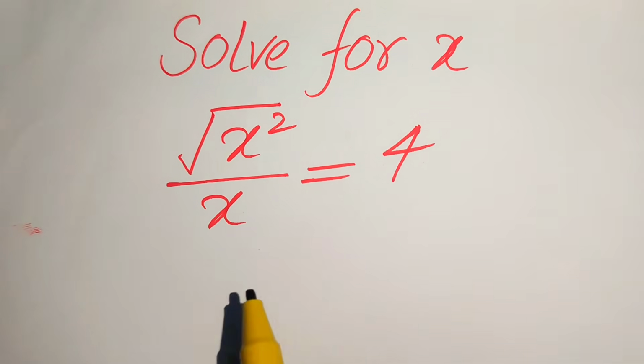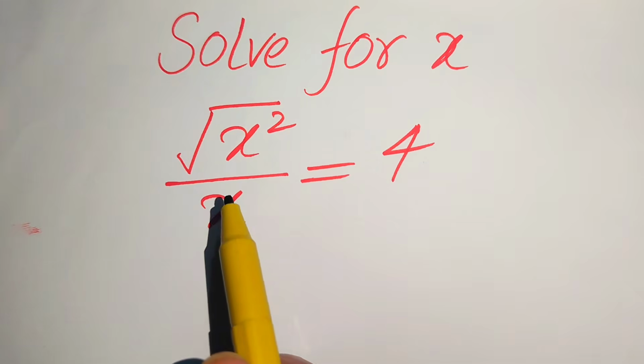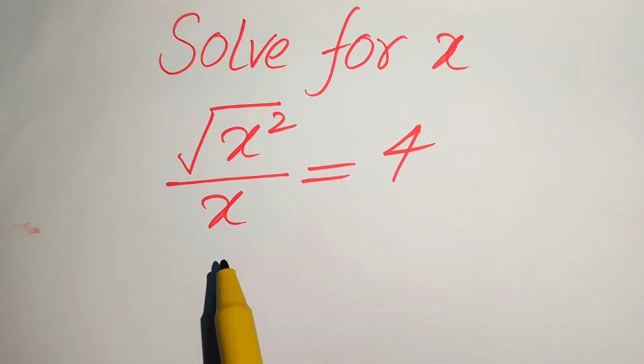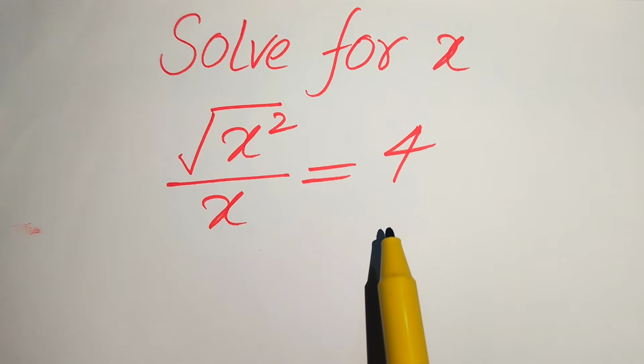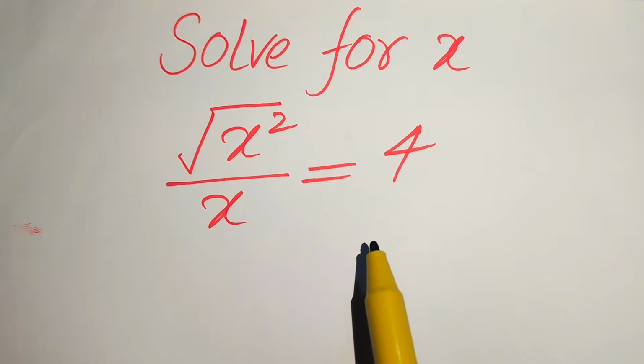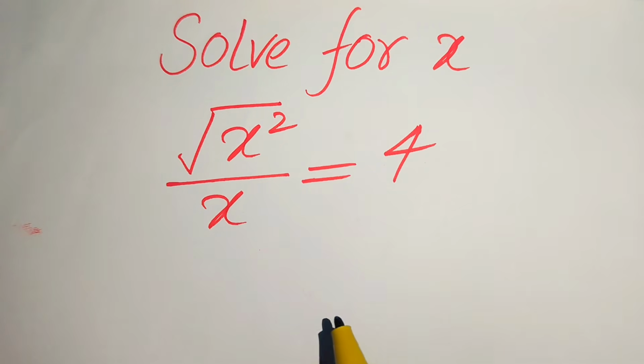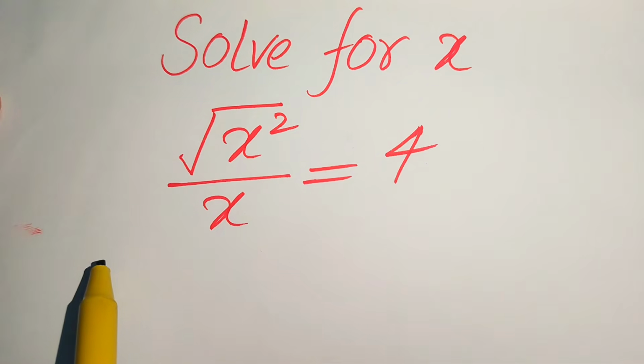So here we have this equation: the square root of x squared divided by x is equal to 4, and we solve this problem for all the values of x. Here first we need to find all the roots of this equation, and at the end we will verify which of the roots are solutions and which of the roots are extraneous roots. Further, we solve this problem by two methods.